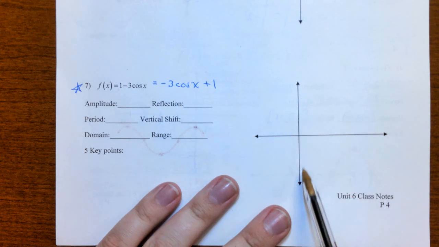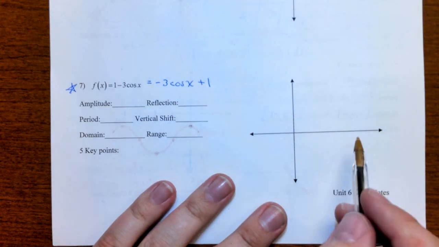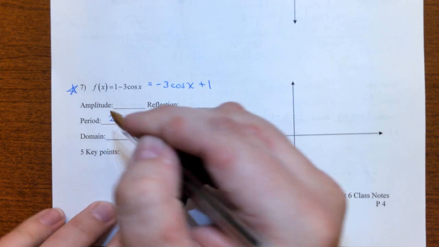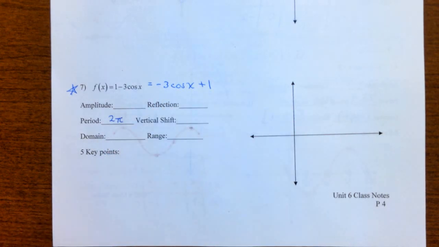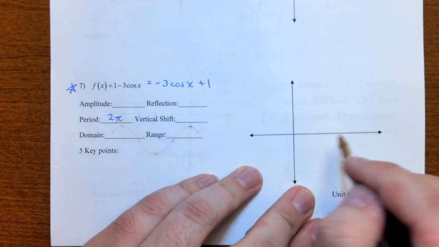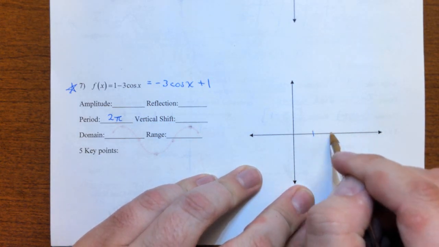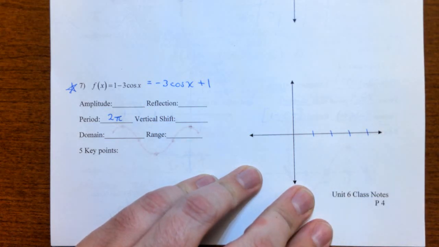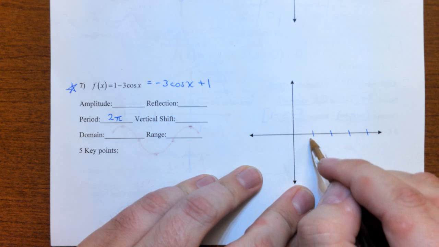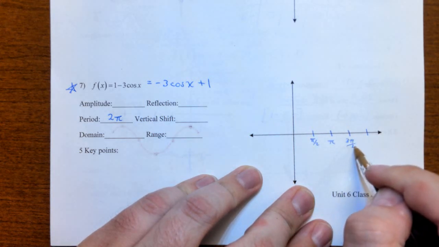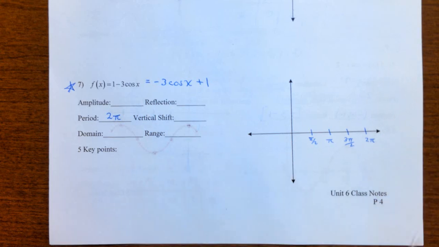I need to label my axes. Along the x-axis, my period is unchanged. It's 2 pi. I'm going to take that period, no matter what, and I'm going to divide it into fourths. So, try and space this out evenly. Those look about evenly spaced. I'm going to label them pi over 2, pi, 3 pi over 2, and 2 pi.